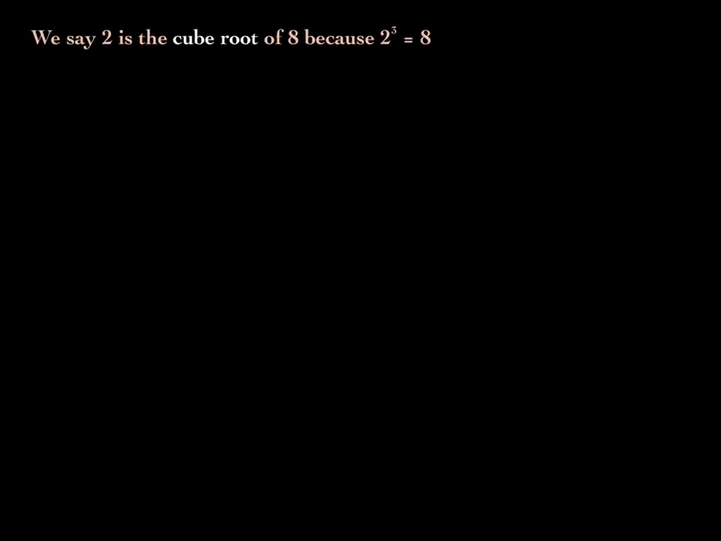Now let's talk about cube roots. We say 2 is the cube root of 8 because 2 cubed is equal to 8. Now notice I put the cube root, and that is because it's the only real number where this is true. You cannot find another real number such that when you cube it, you get 8. And some of you may be thinking, no, -2 is also the cube root of 8. It's not, because -2 cubed gives you -8. So really, -2 is the cube root of -8.